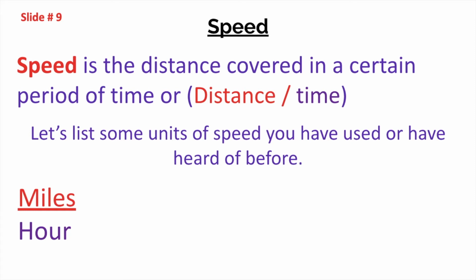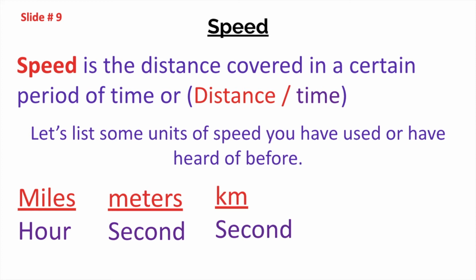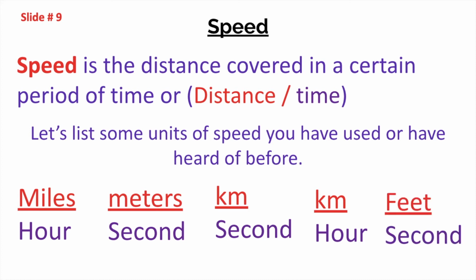When we are driving a car here in America in the English system, we use miles per hour. You might also talk about meters per second, kilometers per second, or kilometers per hour, and lastly, feet per second. Any unit of speed, a distance covered in a certain period of time, is going to be given some unit that is a distance, like miles, meters, kilometers, or feet, divided by time, like hours or seconds.